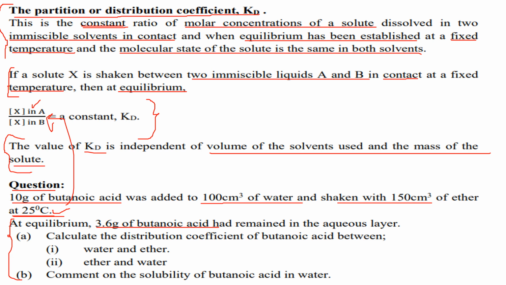Now part A, you are being prompted to calculate the distribution coefficient of butanoic acid between Roman number 1, water and ether, and Roman number 2, ether and water. And part B, you comment on the solubility of butanoic acid in water. So we are going to be looking at all that.